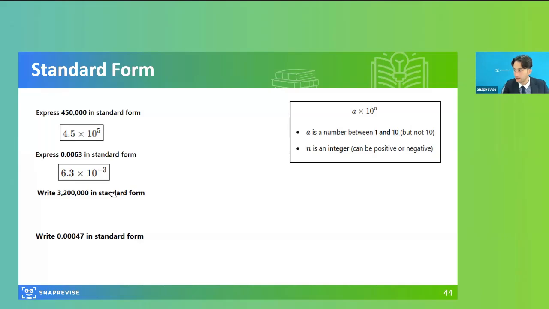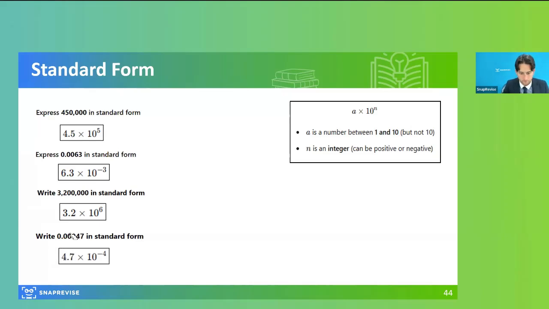Now, 3.2 million, 3.2 is the standard form bit, and the power of 10 would be 10 to the 6. That's how many columns we'd have to adjust the 3.2 by. And then this one, just be really careful with these 0.1s. Oh, hang on. I said that and I nearly messed it up. 1, 2, 3, 4 places down that has to go. So 4.7 times 10 to the minus 4.